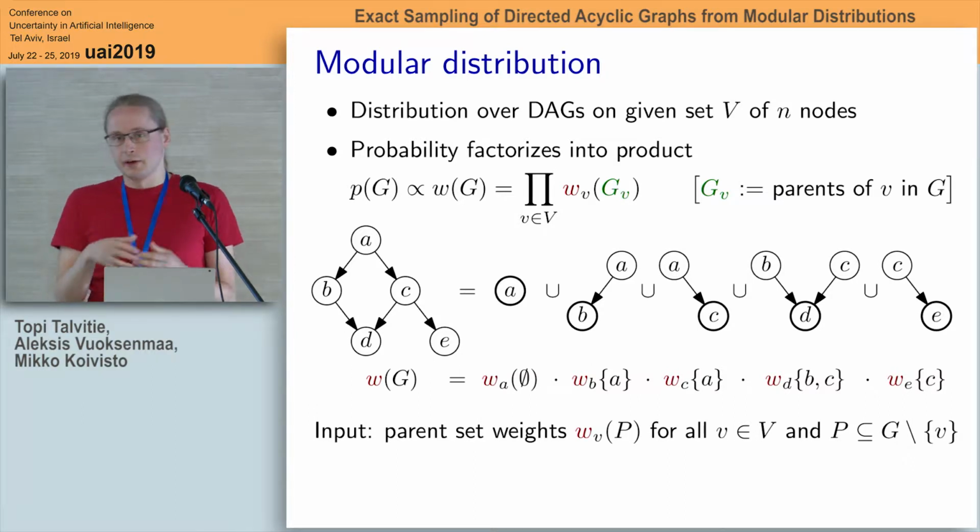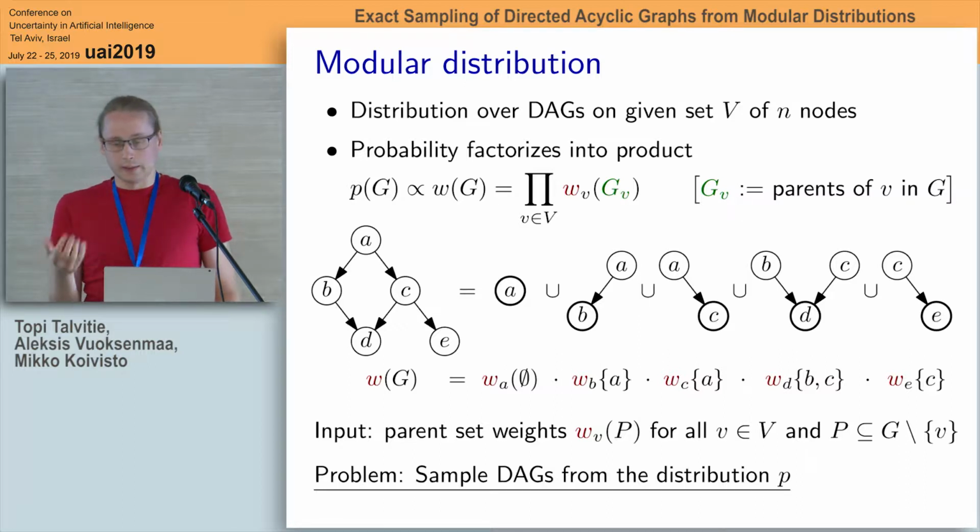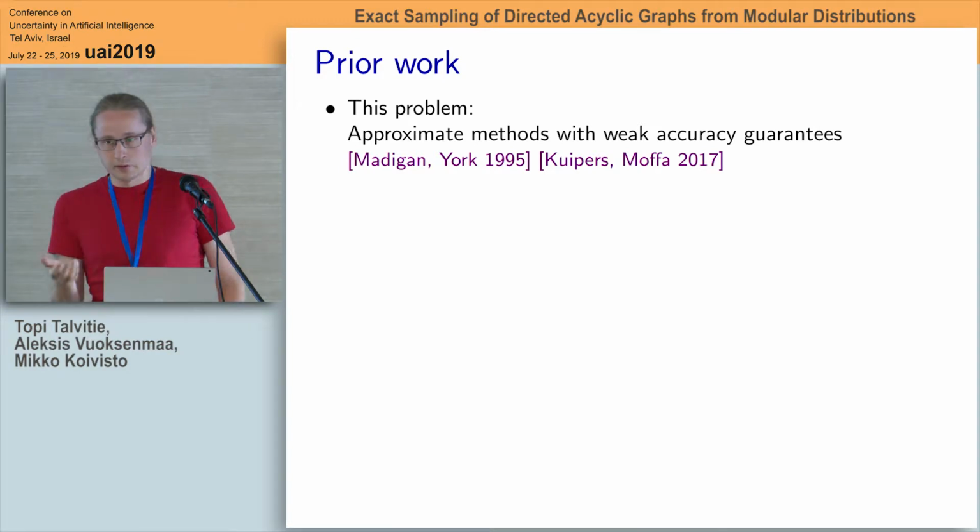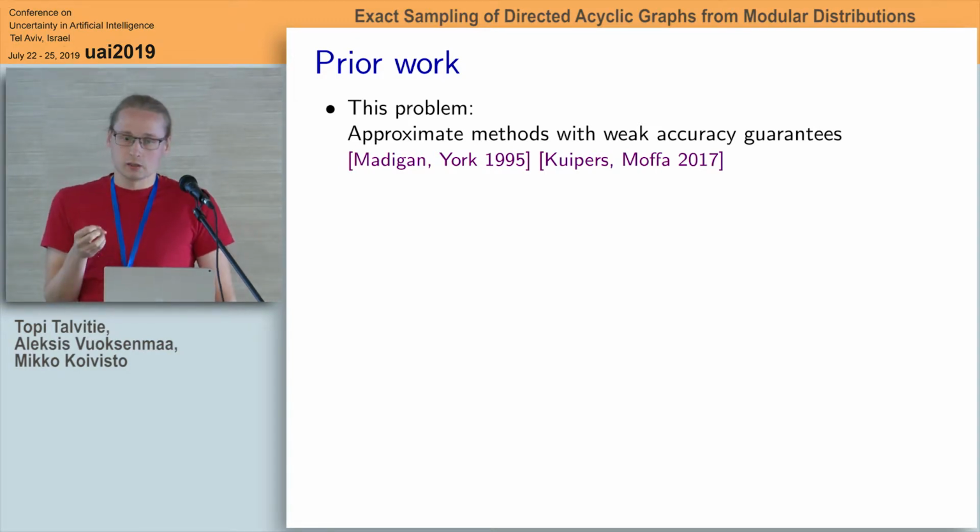So for every node and every possible parent set, you give the weight. Of course, the input size will then be exponential in the number of nodes n. The problem is to sample DAGs from this distribution. This has been studied before. The previous methods are mostly based on Markov chains.